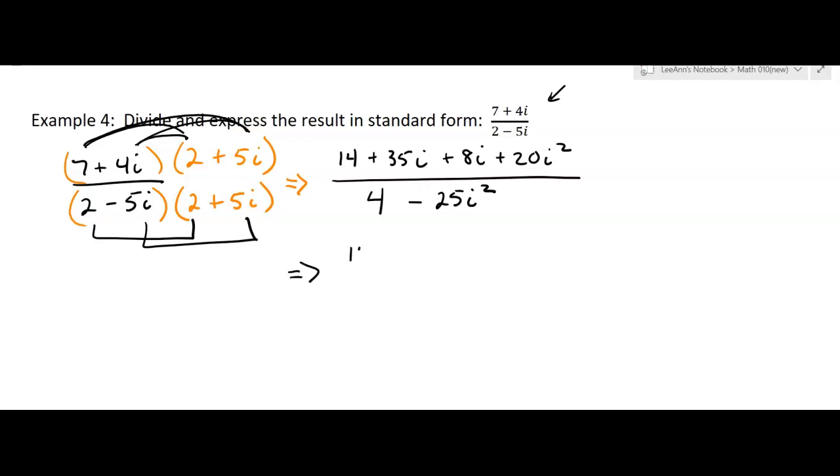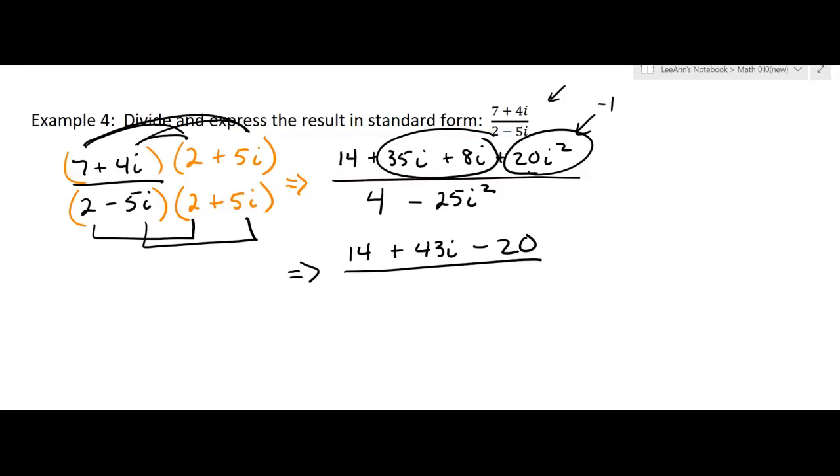So I've got 14 in the numerator. These can be combined, so it's 35 and 8, 43. And then this back part, that's going to be minus 20, because the i squared is negative 1. So think 20 times negative 1. That's kind of the part you have to get used to. In the denominator, you're going to have 4 plus 25. Again, this i squared is negative 1, so we're going to change the sign on that minus 25 and now have plus 25. Okay, so just a little bit more to do here.